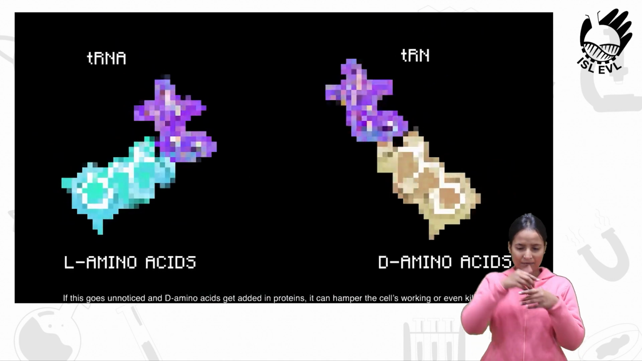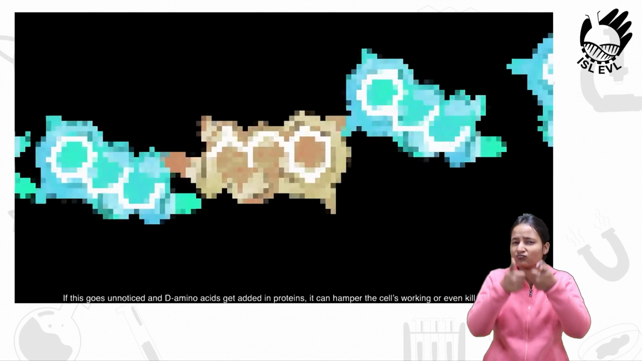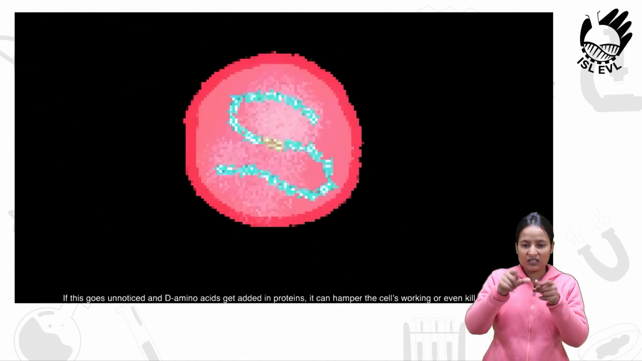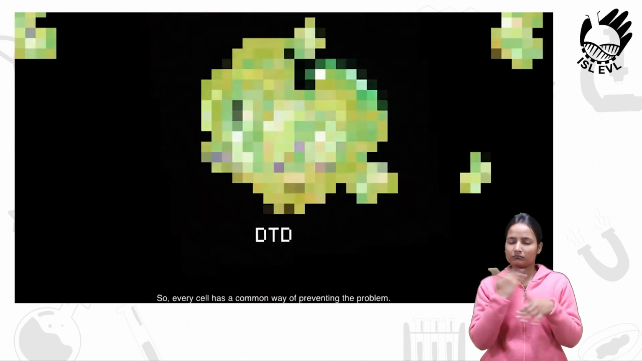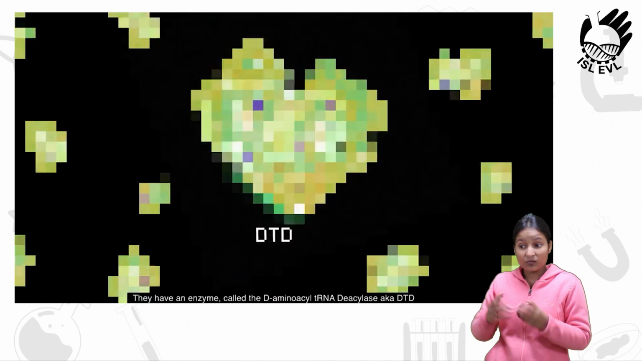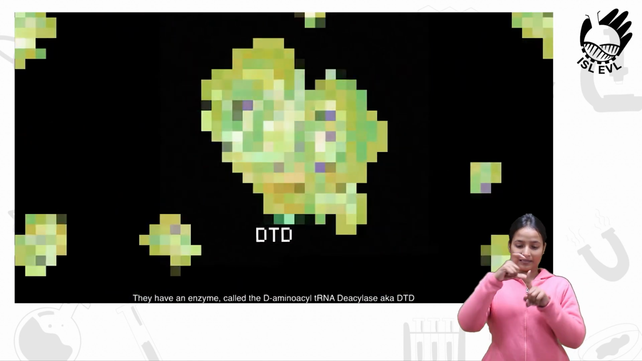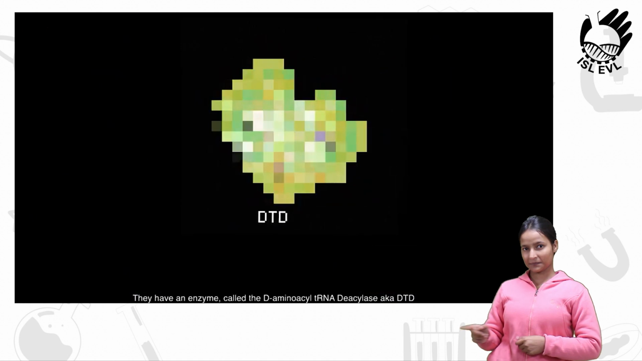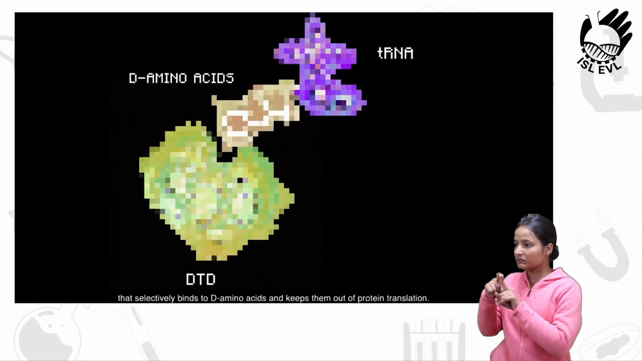If this goes unnoticed and D amino acids get added in proteins, it can hamper the cell's working or even kill it. So, every cell has a common way of preventing the problem. They have an enzyme called the D-aminoacyl tRNA deacylase, aka DTD, that selectively binds to D amino acids and keeps them out of protein translation.